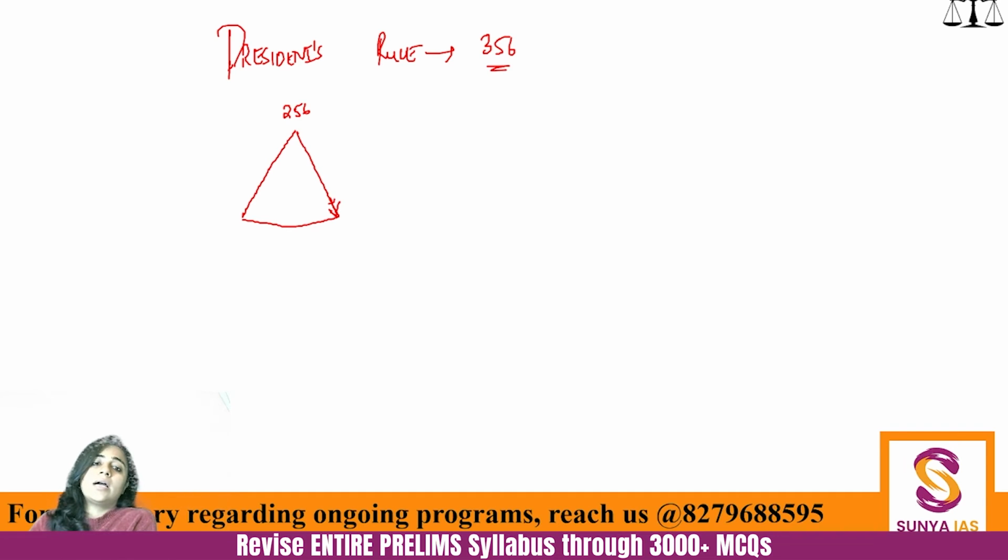Given again in part 18, but the article is 356. Now, please make a sort of a triangle, and we will also do it when we do center-state relations. I'll tell you why I am telling you this, so that you can have a quick revision. There is Article 256, then there is Article 365. And then there is Article 356.